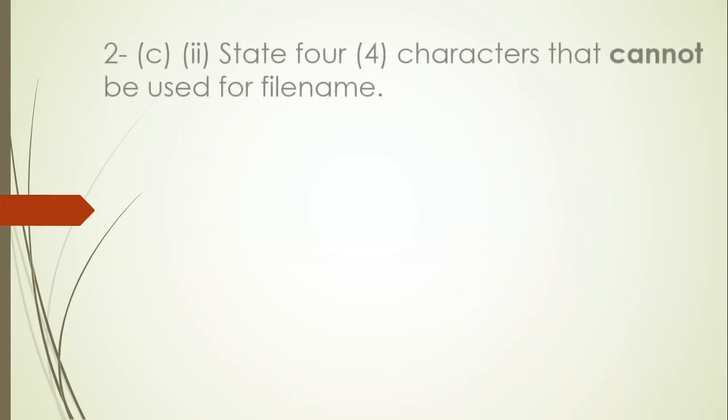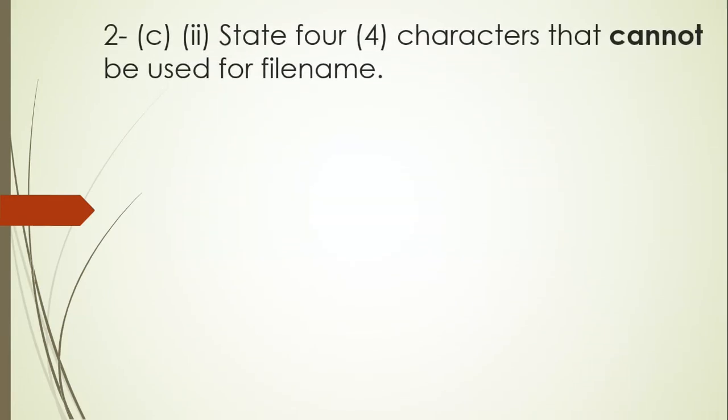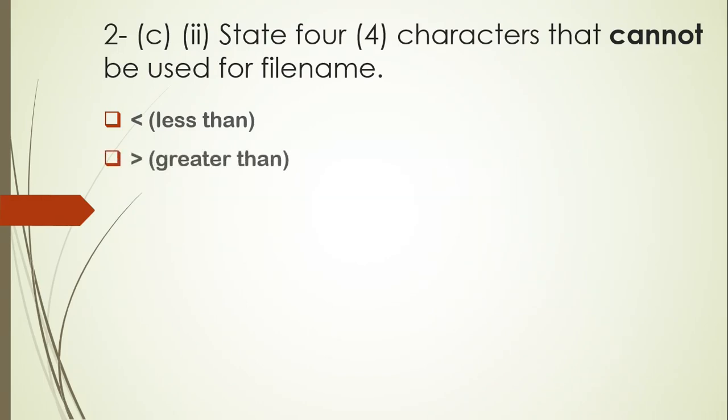Now question 2C. II. State four characters that cannot be used for file names. Four characters that we cannot use when naming a file. The first one is the less than sign. The second one is the greater than sign. These two signs are known as angle brackets. Then we have the colon sign. We have the double quote sign.